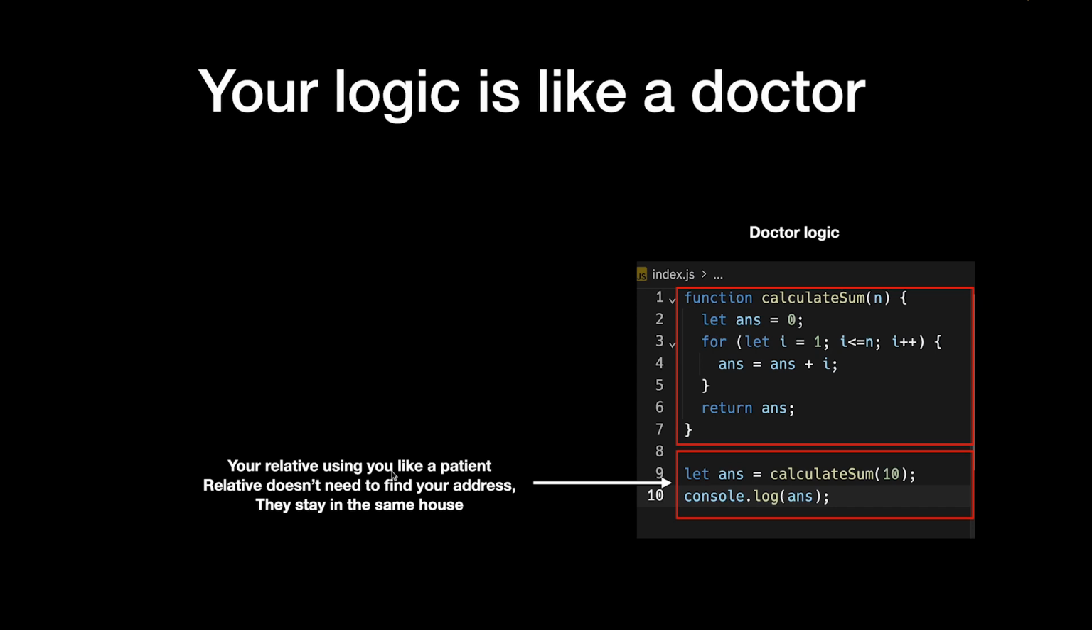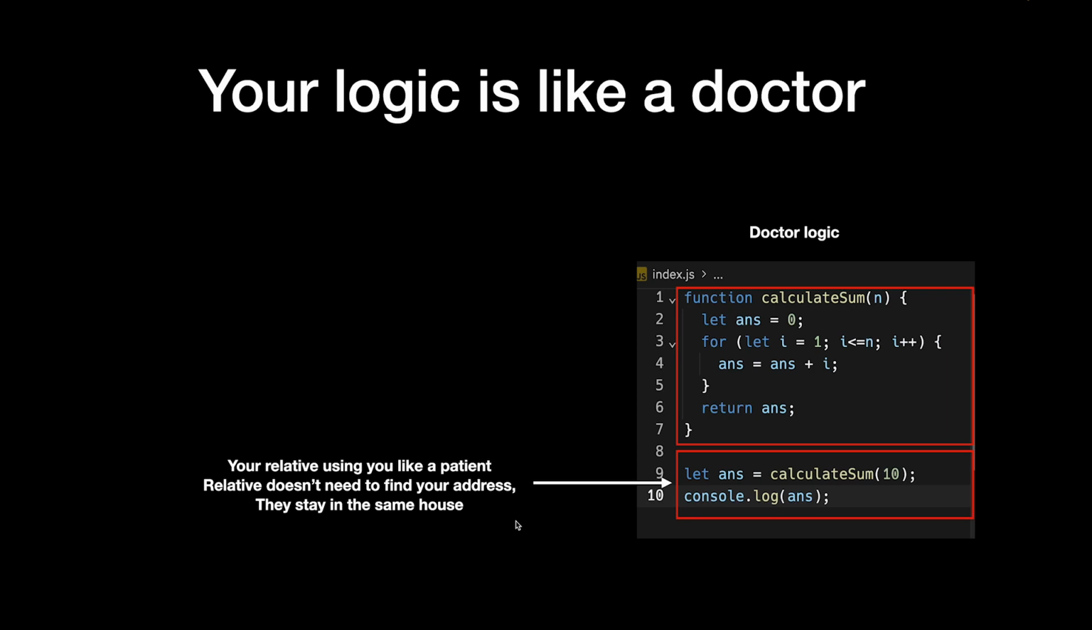Your relative is using you as a patient. So if you think of this as being a doctor, a function call is like the doctor is at the house and his brother or sister comes into their room and says, I have this symptom, fix me up. The relative doesn't need to find your address. You're right there, so you can just do a function call and get back the response and log it or do whatever you want with it. They stay in the same house.